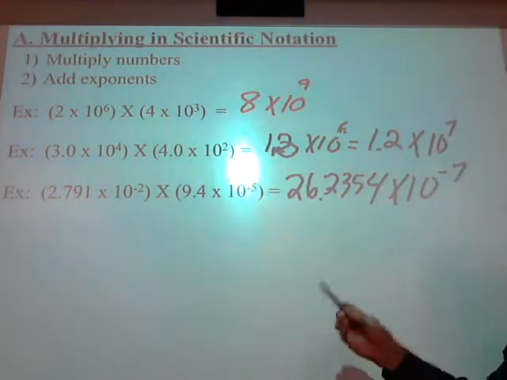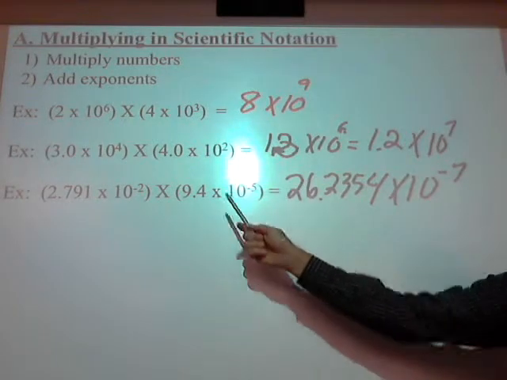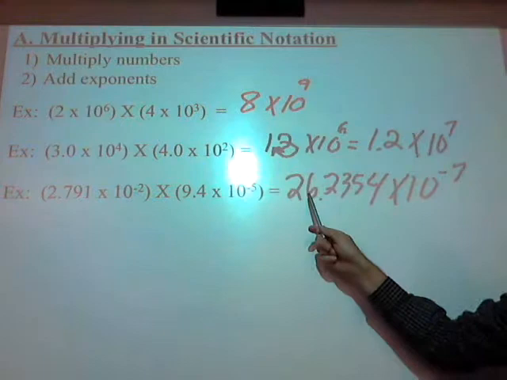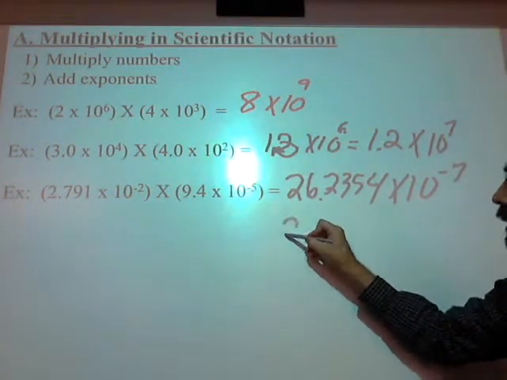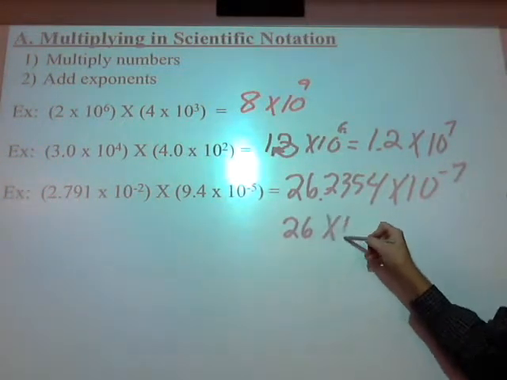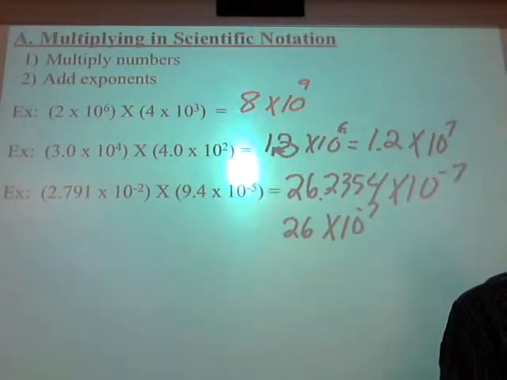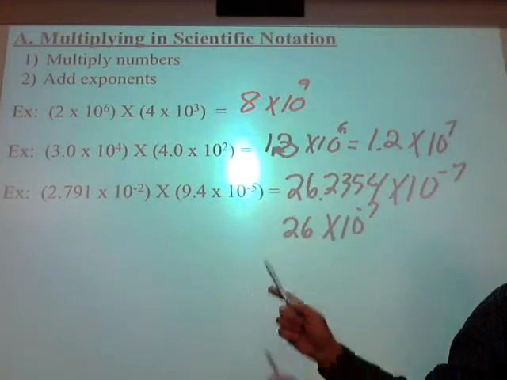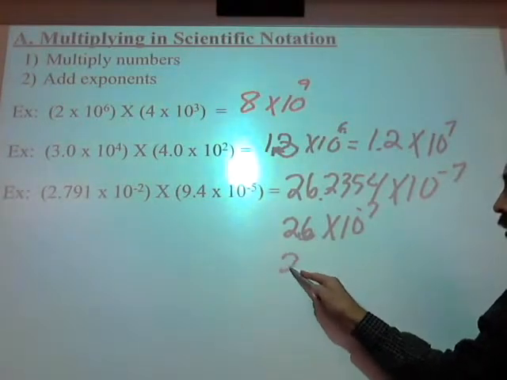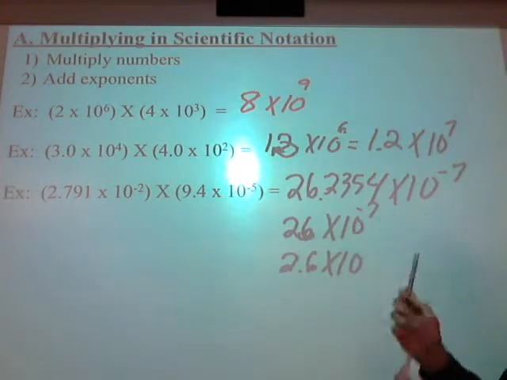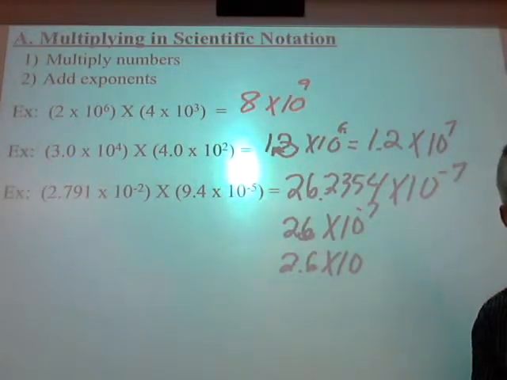One, significant figures. This guy's got how many significant figures? He has a bunch. So we got to round it to 2. 2 significant figures would be 26 times 10 to the -7th. But I'm still not done. Right? What is he in scientific notation? 2.6 times 10. Made him smaller. Got to make him bigger. How do I make a -7 bigger?